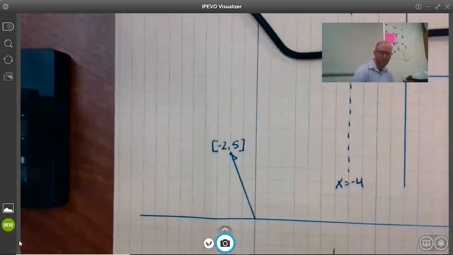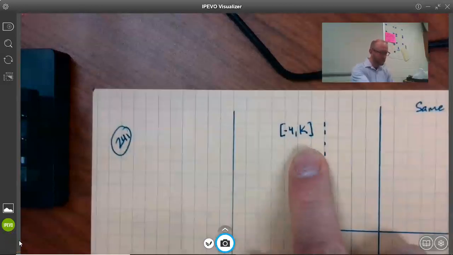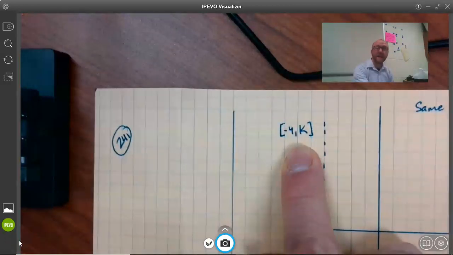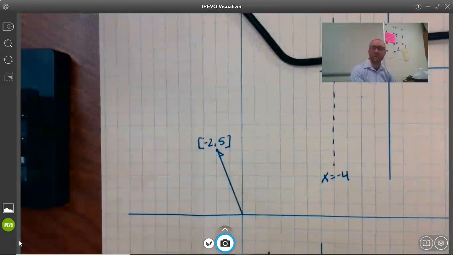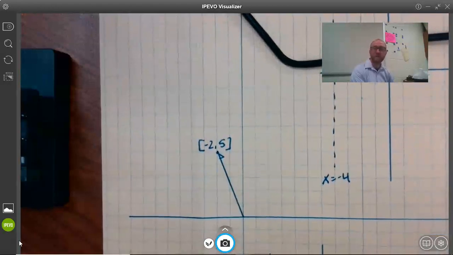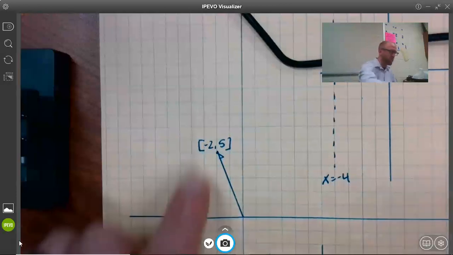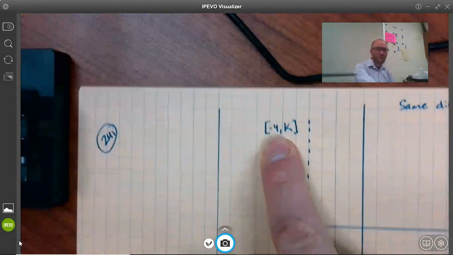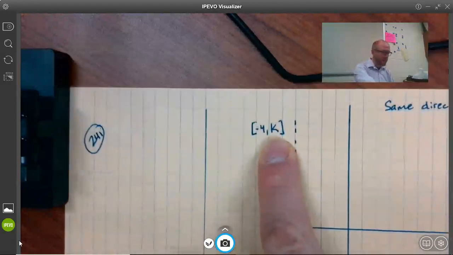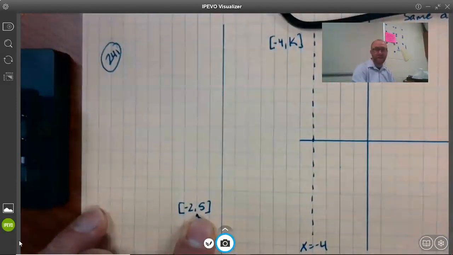Okie dokie. We have a vector here, negative 2, 5. And we are trying to find a vector that has a negative 4 for its x component and goes in the same direction that this vector does. That's pretty easy, actually, because you'll notice you have negative 2 and negative 4 is just twice as long, so k is going to end up being twice as long as 5, or 10.